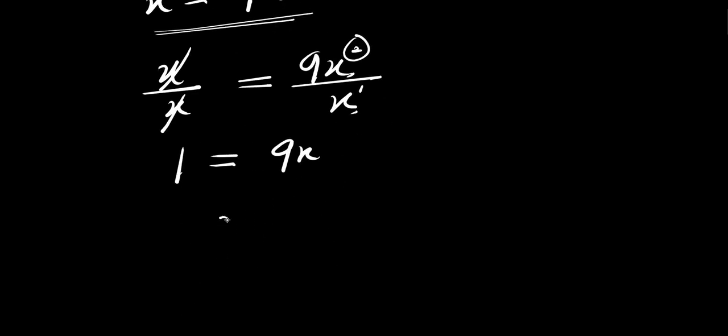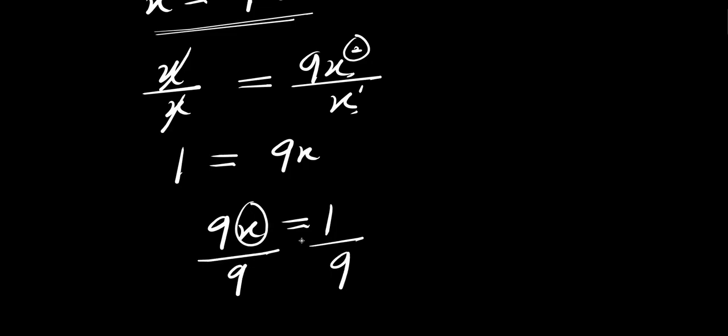So to solve for x, I can rearrange and have 9x equals 1. I isolate x. Dividing this by 9. 9 eliminates 9. Have x equals 1 over 9.